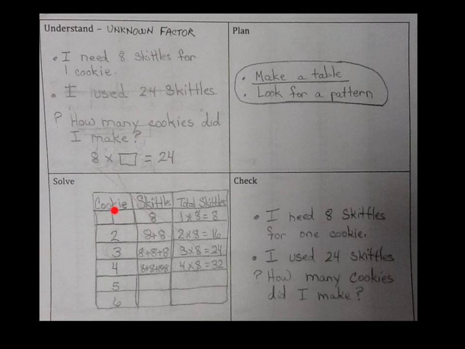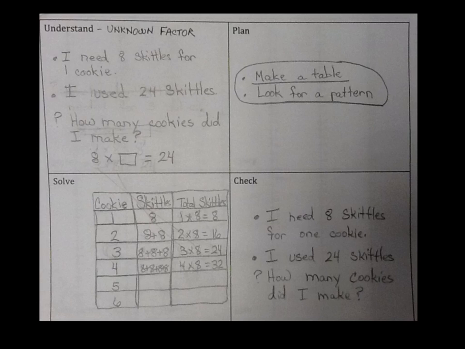For 1 cookie, I have 8 Skittles. It tells me that right here, 8 Skittles for 1 cookie. And my pattern, or my multiplication sentence representing 1 times 8, is 1 cookie times 8 Skittles equals 8 Skittles altogether. If I make 2 cookies, I have 8 Skittles in 1 cookie and 8 Skittles in the other cookie, or 2 times 8 equals 16. 2 cookies with 8 in each cookie equals 16 Skittles altogether.